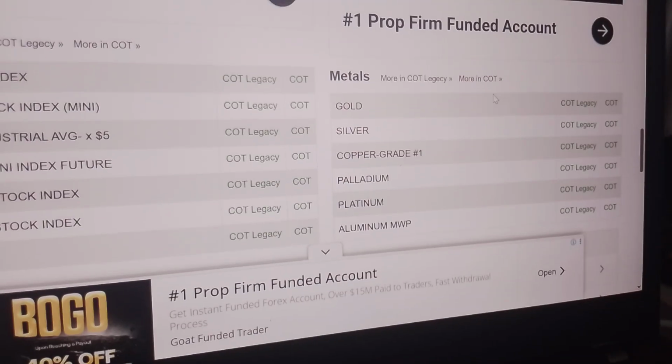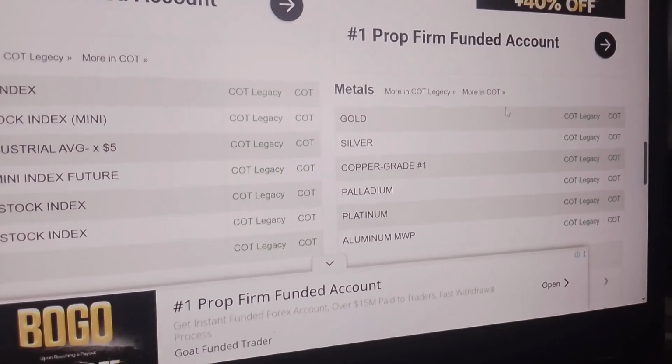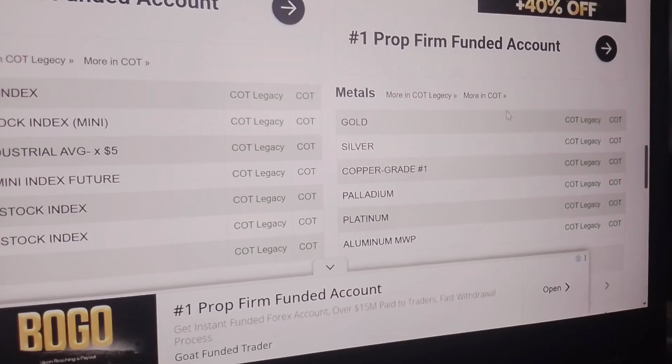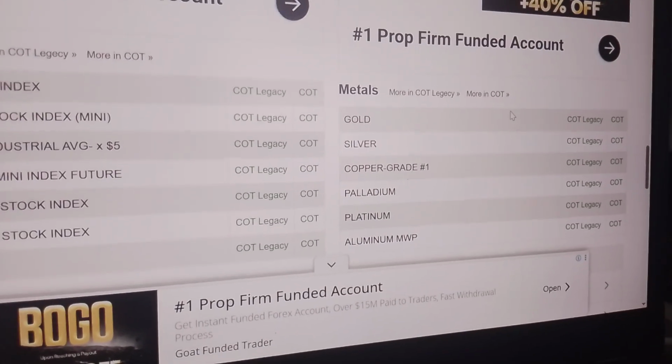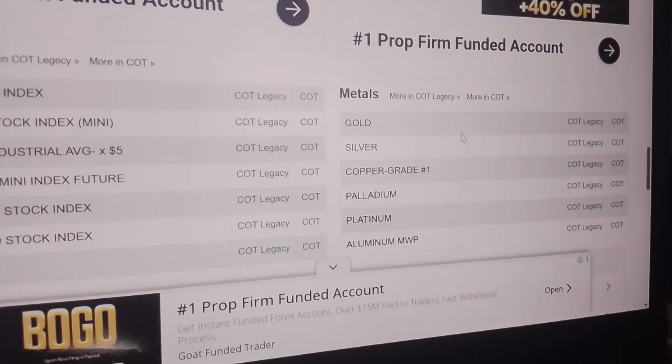Anyway, the majority of commercial traders, those who own gold, are selling or shorting, or they're anticipating that gold prices are going to fluctuate and go down, and that is why I'm also selling gold.